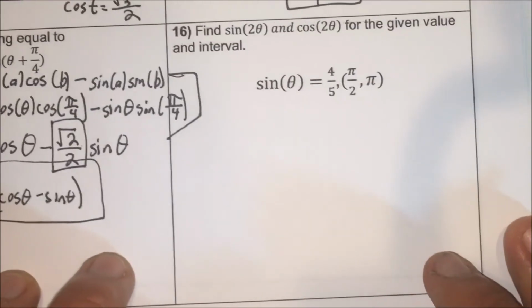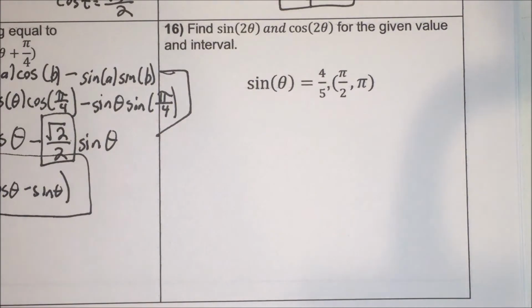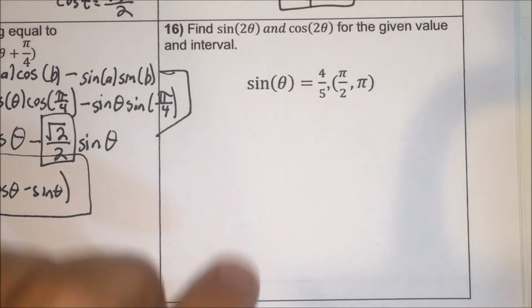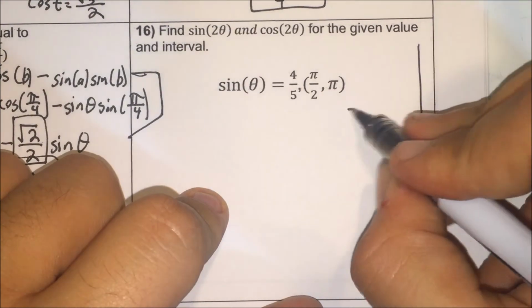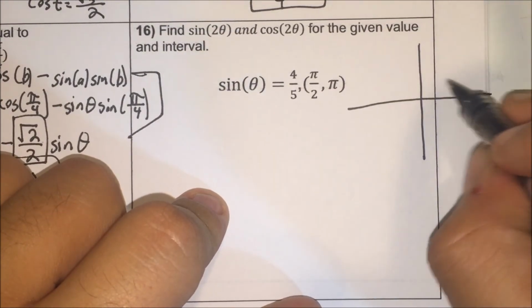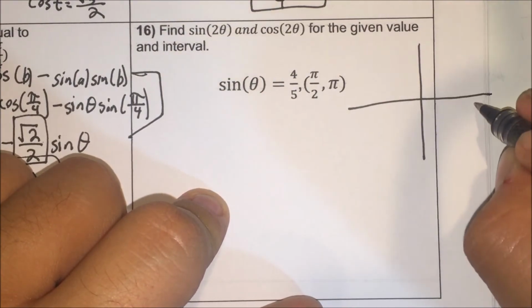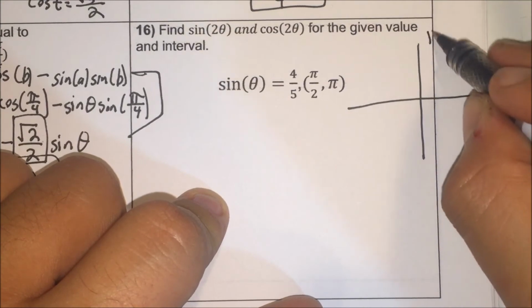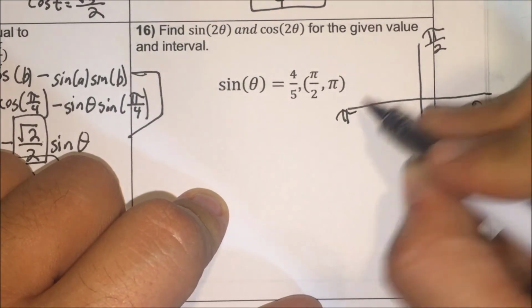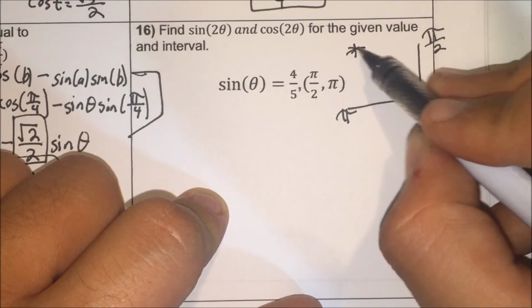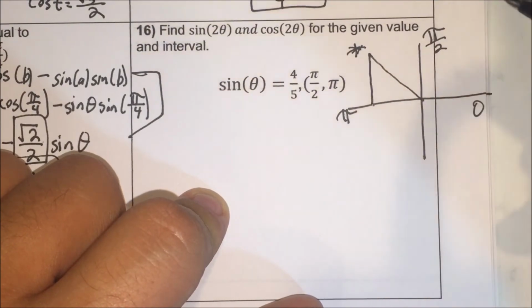All right, let's look at 16. So 16 says find sine of 2 theta and cosine of 2 theta for the given value in interval. And we're given that sine theta is equal to 4 over 5 over the interval pi over 2 to pi. All right, so this is the one where you actually have to draw out the triangle on the xy plane. And so remember, this is telling us that our interval is from pi over 2 to pi. So that means that's 0. Remember, this is pi over 2, and this is pi. So it's going to be somewhere over here. So let's draw a triangle over here.